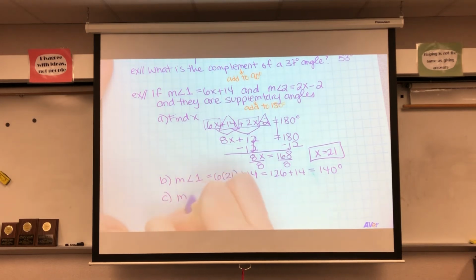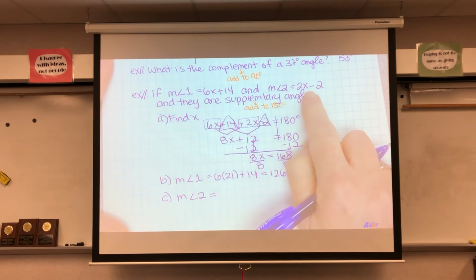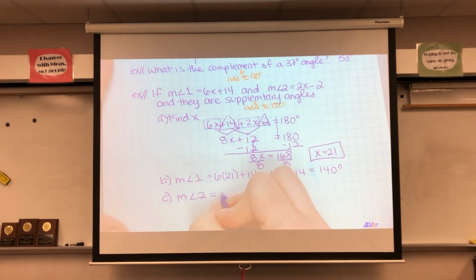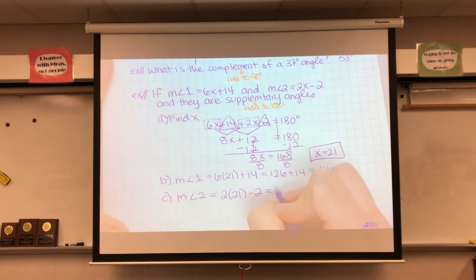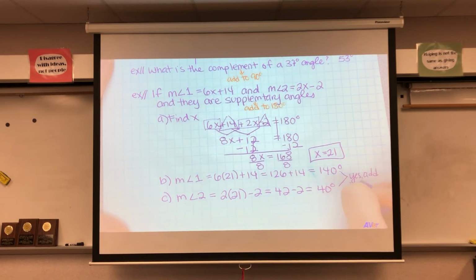What about if they told me to find the measure of angle 2? Well, now I need to take the 21 and substitute it in for x. 2 times 21 minus 2. 2 times 21 is 42. Take away 2 is 40. My last check is, do they add to 180? Yes. That means I must have done a fantabulous job doing this math.